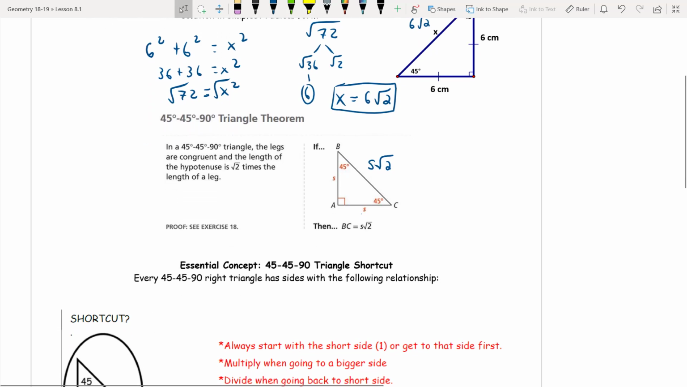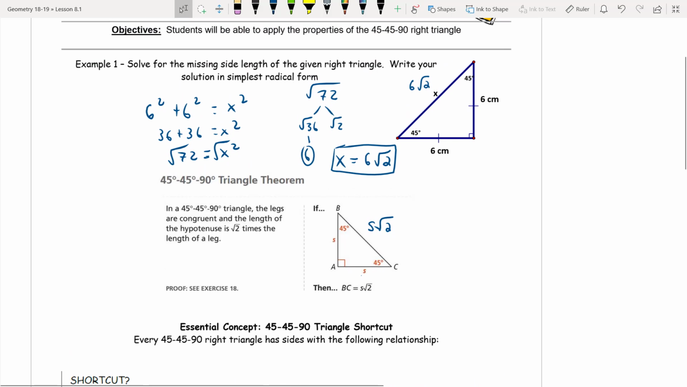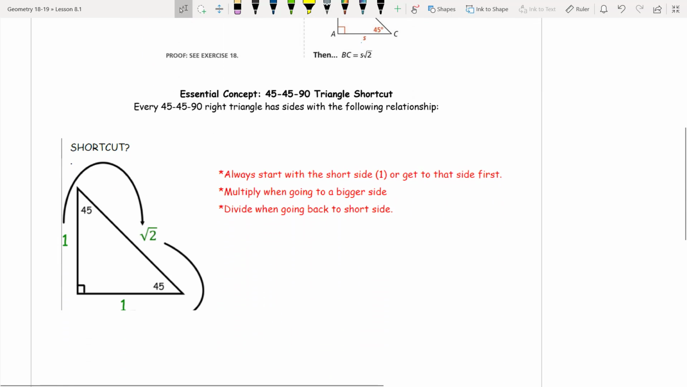So when I've got a 45-45-90 right triangle, the two sides are the same measure, and the hypotenuse is always going to be radical 2 times whatever the side length is. So it gives us a real shortcut here. If you're looking closely in this little picture down here, the two side lengths are always going to have the same measure. In this case, we made it 1. And then our hypotenuse will be 1 times radical 2, or whatever the number is, times radical 2.